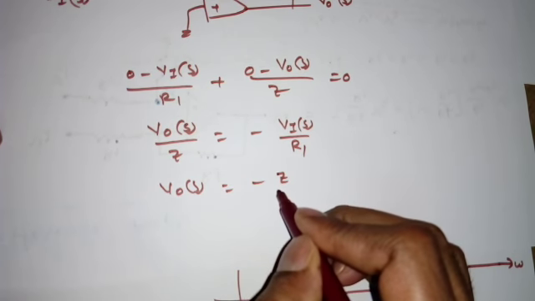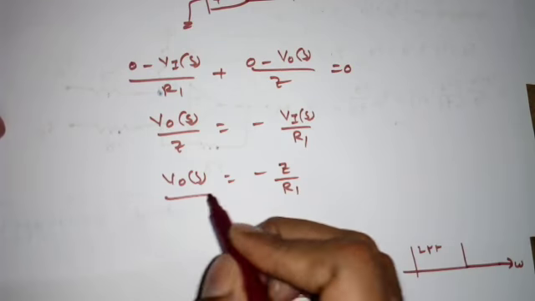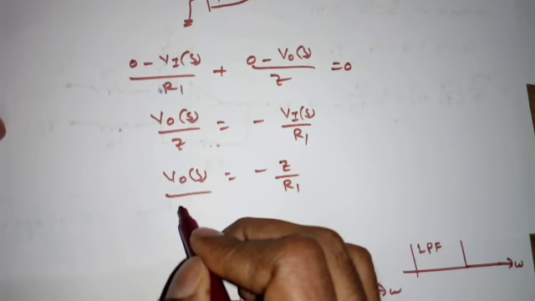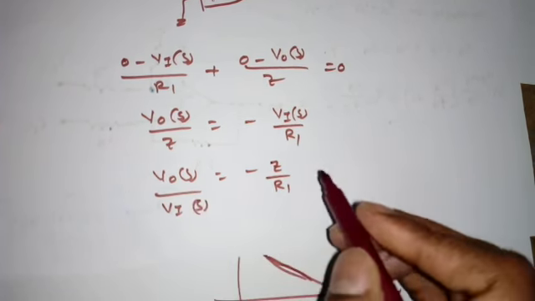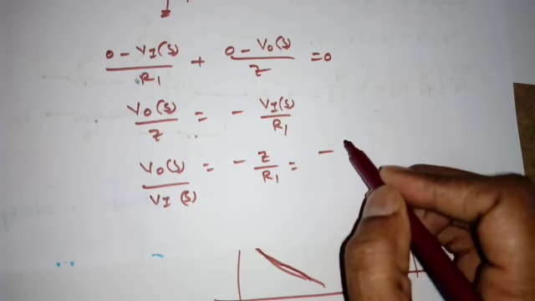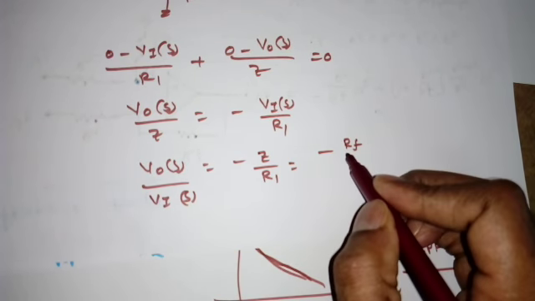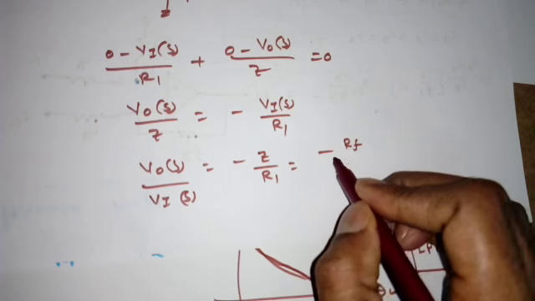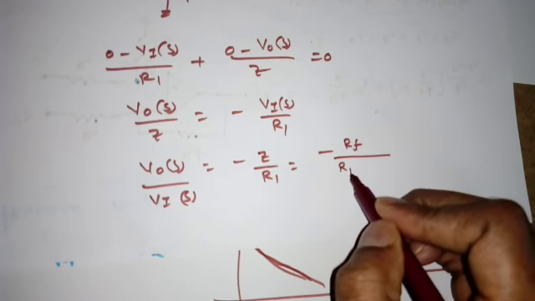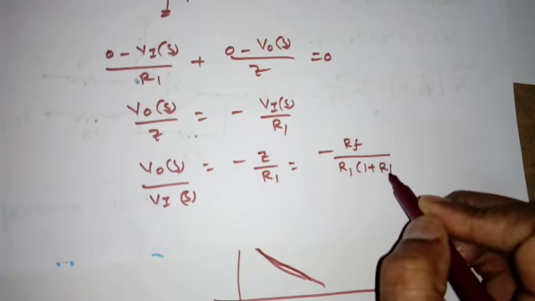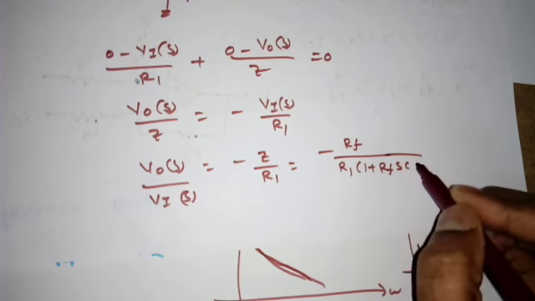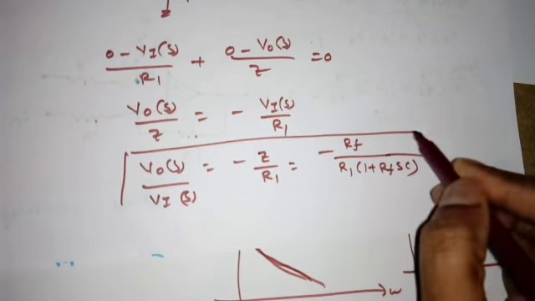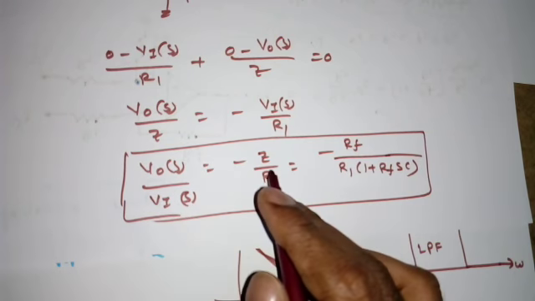Minus Z by R1. V naught of S by Vi of S. What is Z? Minus RF by 1 plus RF into C. So minus RF by R1 into 1 plus RF into SC. So this is the transfer function in S domain.